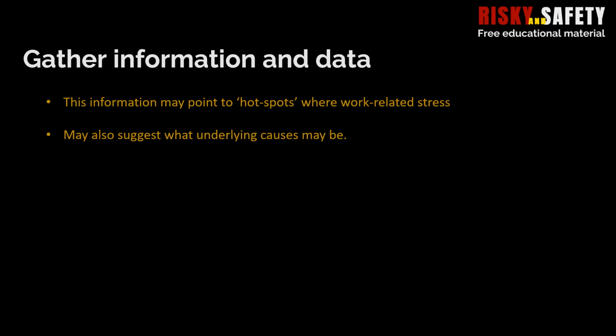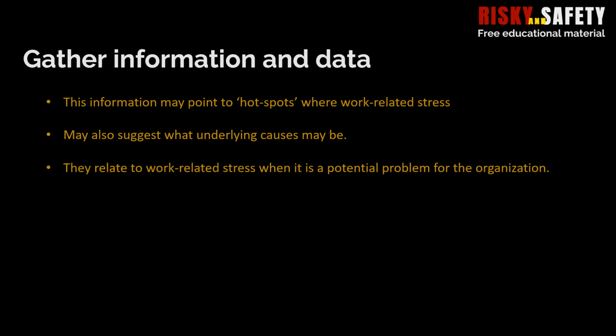Gather information and data. There are several different types of information or data that you can use to help you identify it. This information may point to hotspots where work-related stress is likely to be a particular problem, and may also suggest what the likely underlying causes may be. Some of them have been mentioned in previous blogs, and here they relate to work-related stress, when it is a potential problem for the organization.